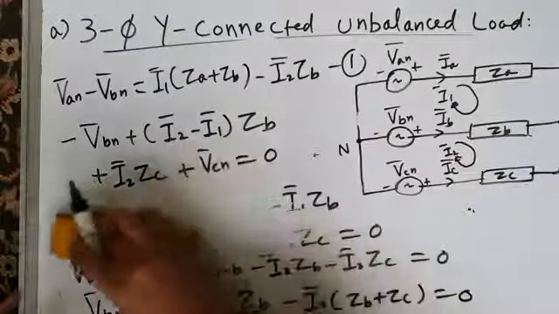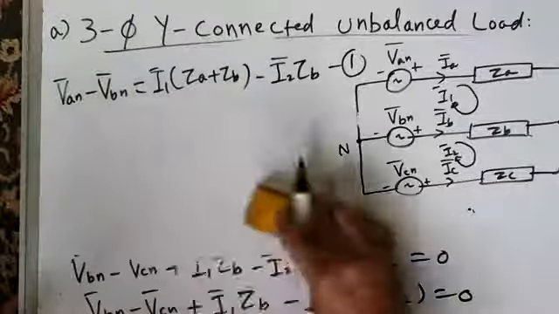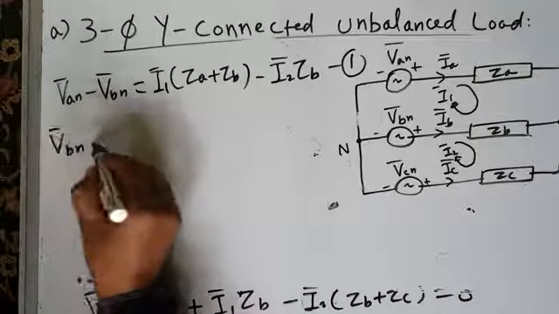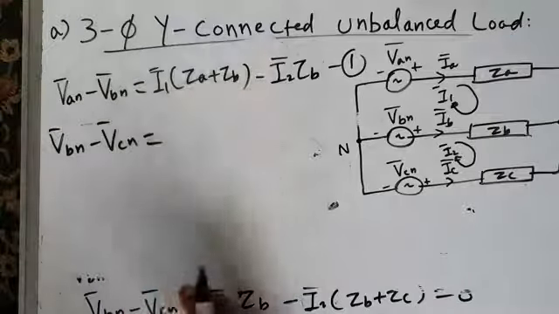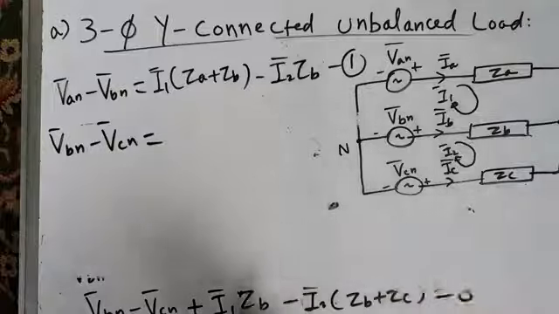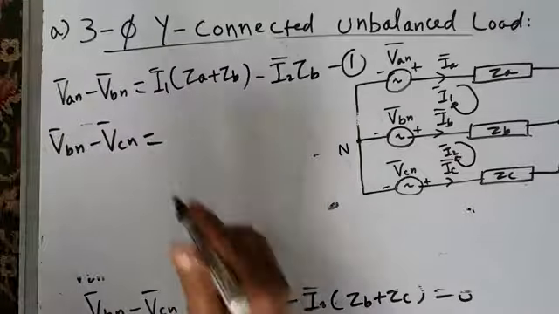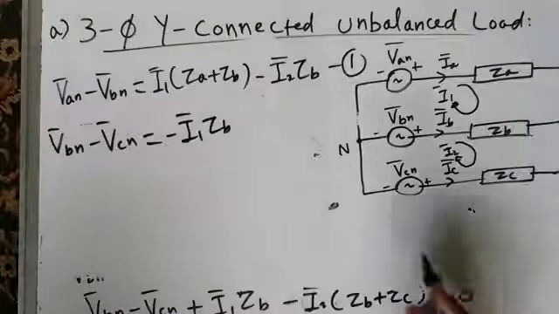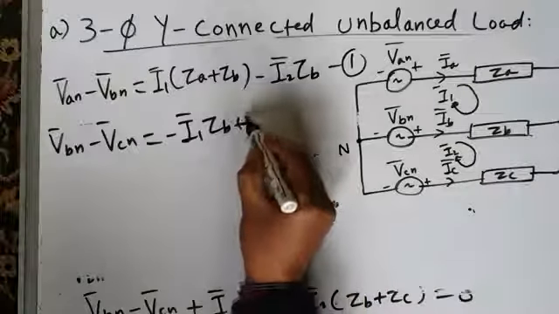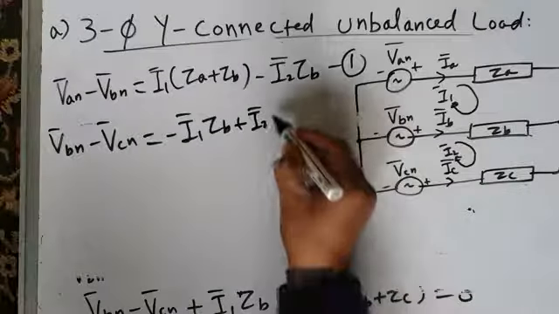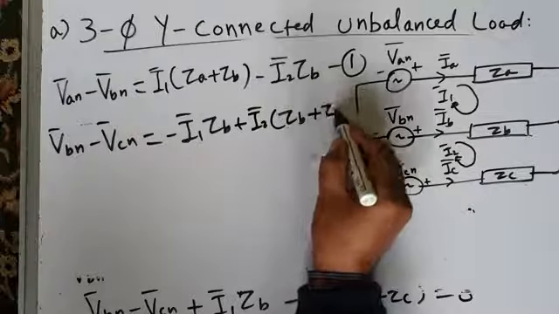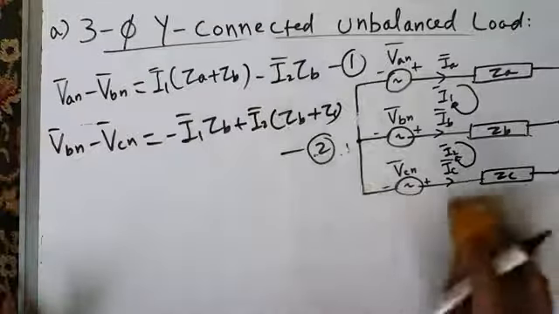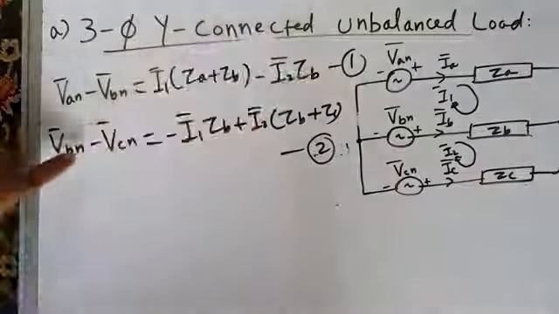Okay, further simplification gives, on the left hand side I will keep VBN minus VCN equal to, I will shift all these two terms to right hand side. Here it is plus I1 ZB, it will become minus I1 ZB. Here it is minus, when I shift it to right hand side, it will become plus I2 times ZB plus ZC. This is my equation 2. So therefore, in terms of mesh currents, I have two equations. This equation, equation 1 and equation 2.